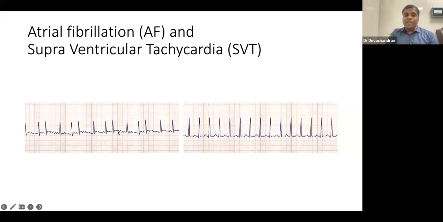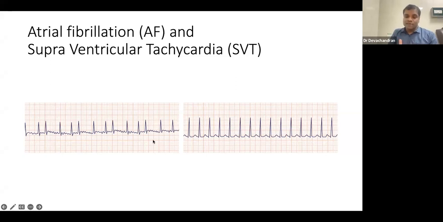The next one, is the QRS regular or irregular? Clearly, this is irregular. The rate is about 84, so it's in the normal range. The QRS is narrow, as you can see, it's occupying only one small square. Do you see any atrial activity here? The answer is no. I do not see any atrial activity. I don't see any P waves. Instead, I only see undulating waves here.